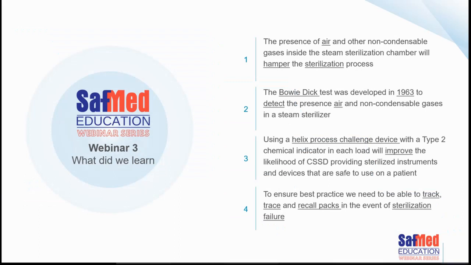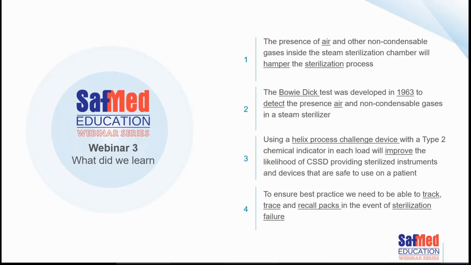If we summarize the pertinent points from webinar 3, I think the 4 things that we can focus on or realize that perhaps we learned were the fact that the presence of air and other non-condensable gases inside the steam sterilization chamber will hamper the sterilization process. We learned that the Bowie-Dick test was developed in 1963 to detect the presence of air and non-condensable gases.